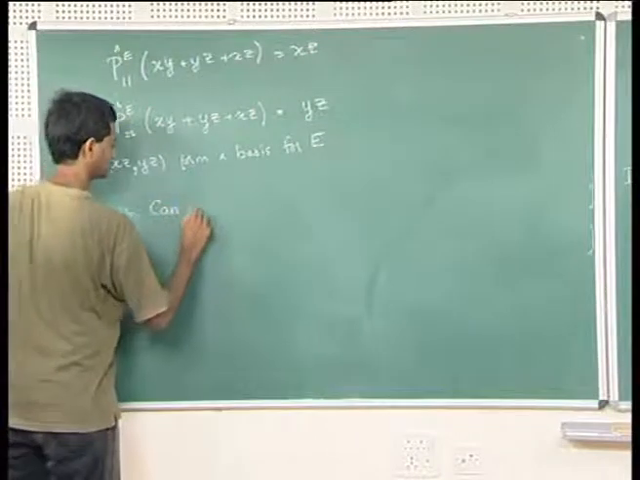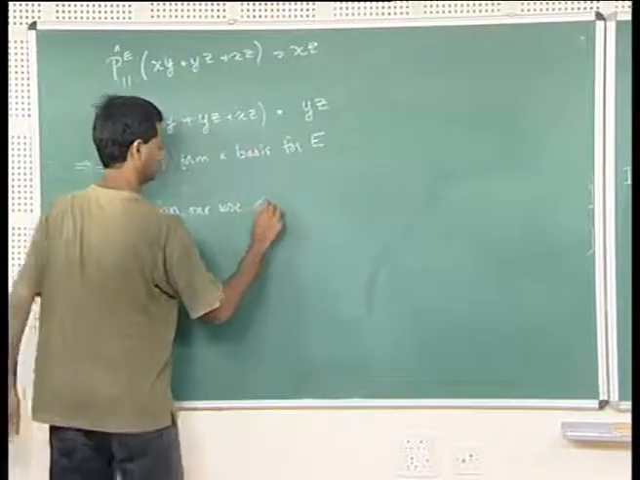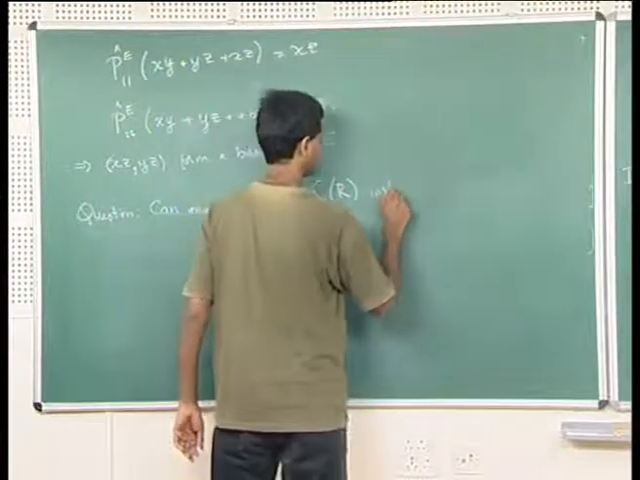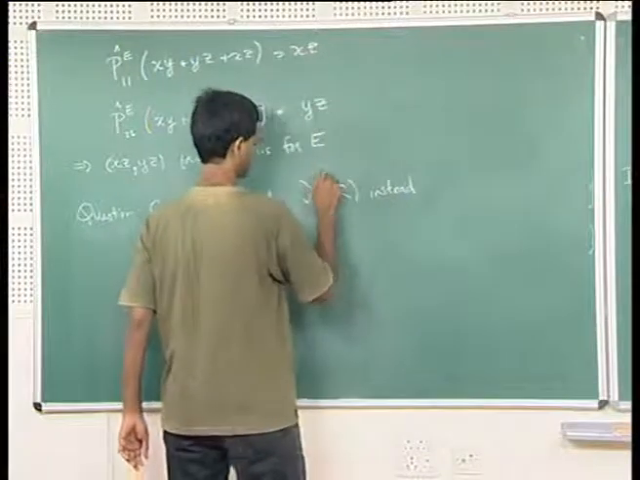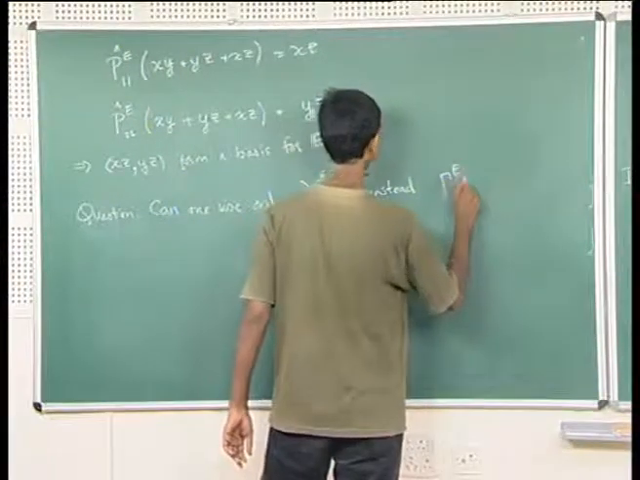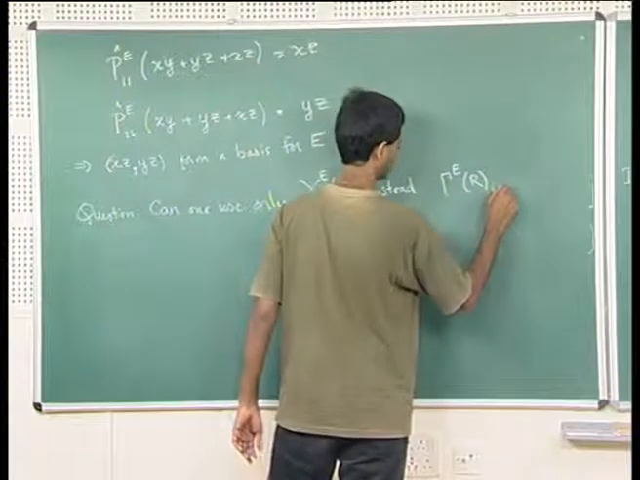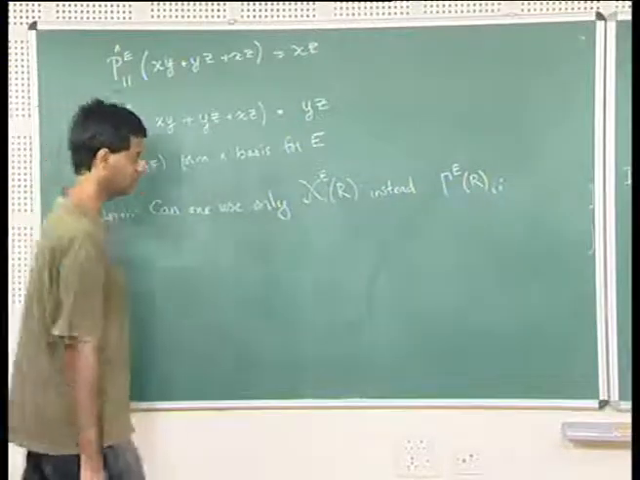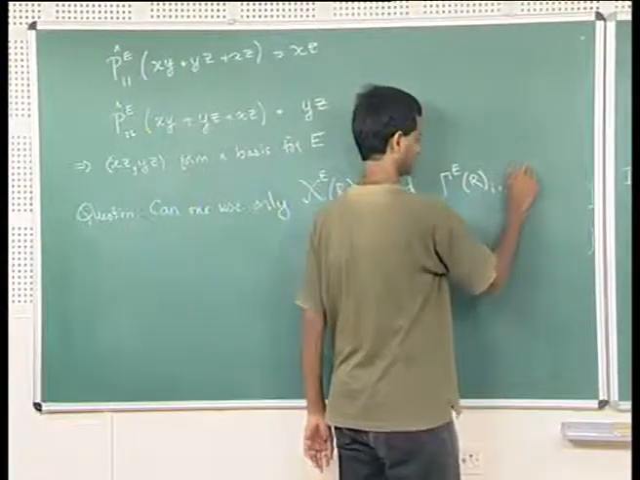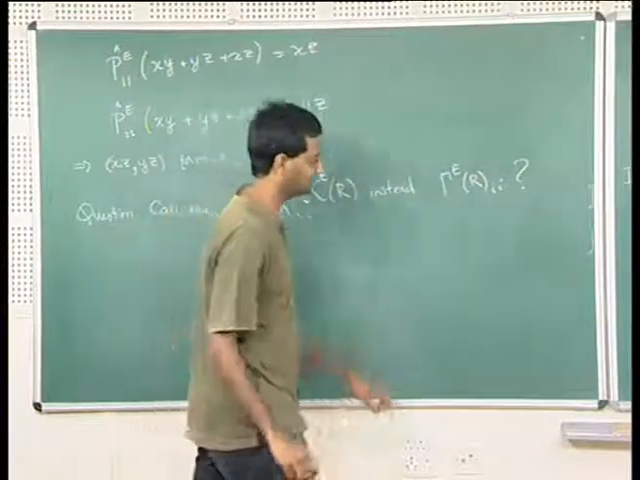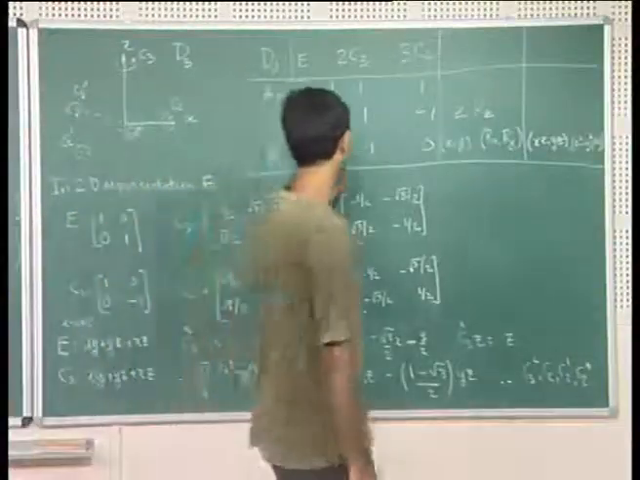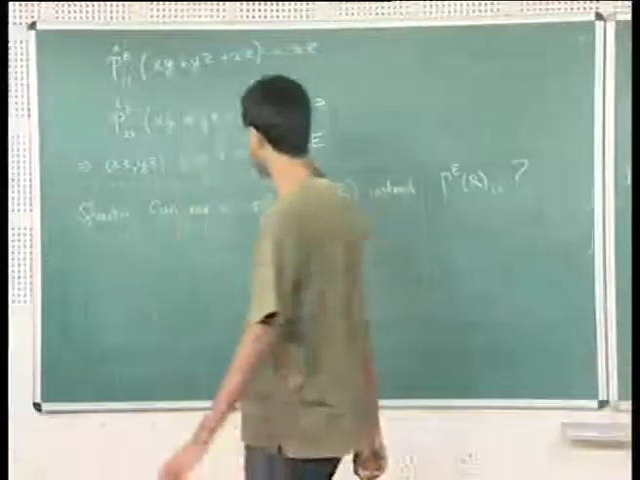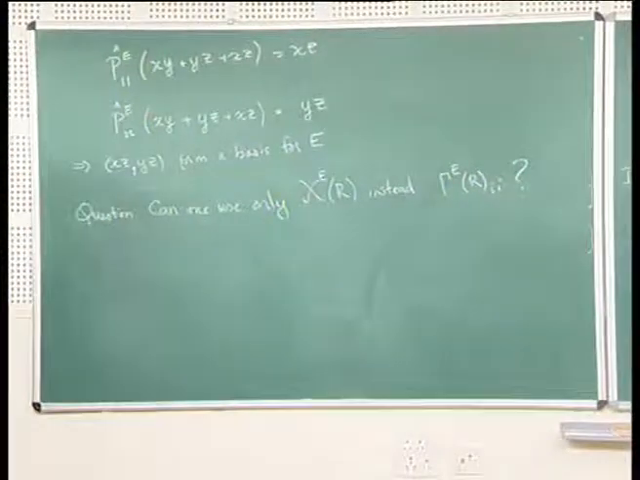can one use only chi E of R instead of Gamma E of R, I j, the diagonal elements? So instead of using all the elements, we just want to use a trace. The answer is that no, that is not sufficient, but you can get by in some cases.